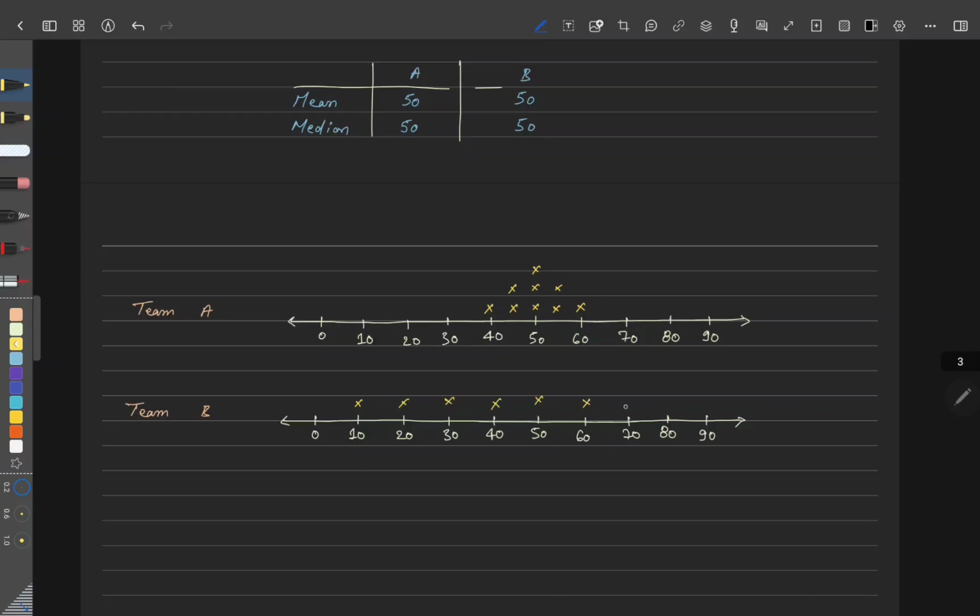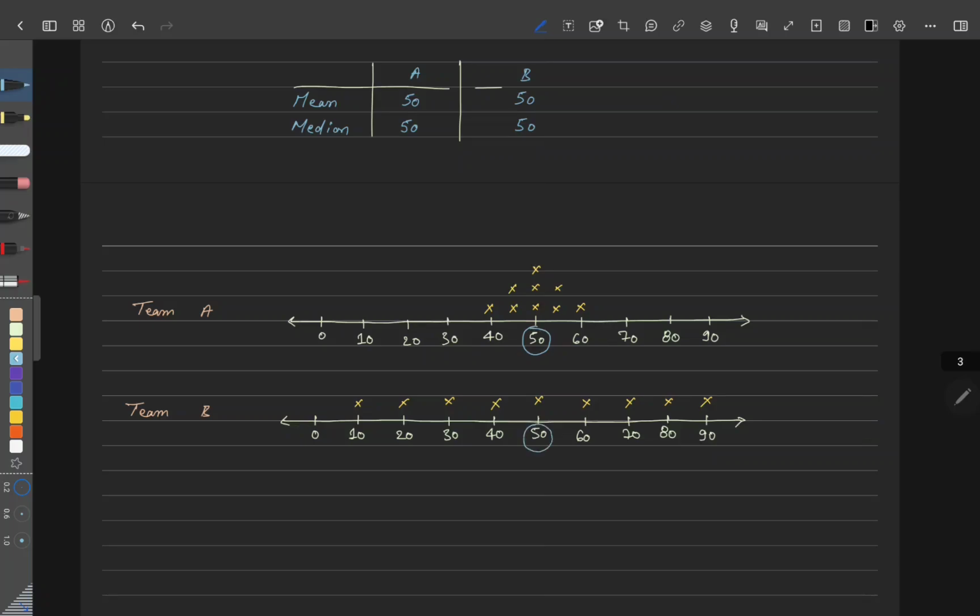So basically one of each, such that the mean comes out to be 50 and median is also 50. Yeah. So now you can clearly see that there is definitely some difference. You can clearly see pictorially that there is some difference between the data of both the teams, which mean and median are clearly failing to highlight. So mean and median both are 50.